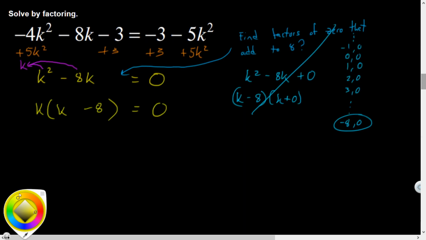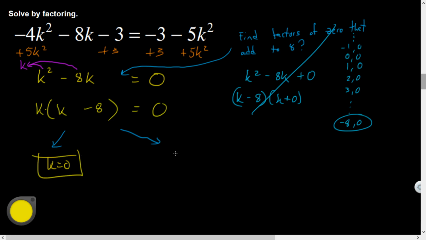That's the easier way. And now the zero product property. Two things multiply to be zero, so therefore one of them equals zero. So I get k equals zero. Hey, that's conveniently already solved. Or k minus 8 equals zero. And I'll add 8 to both sides. So two solutions to these quadratic equations.